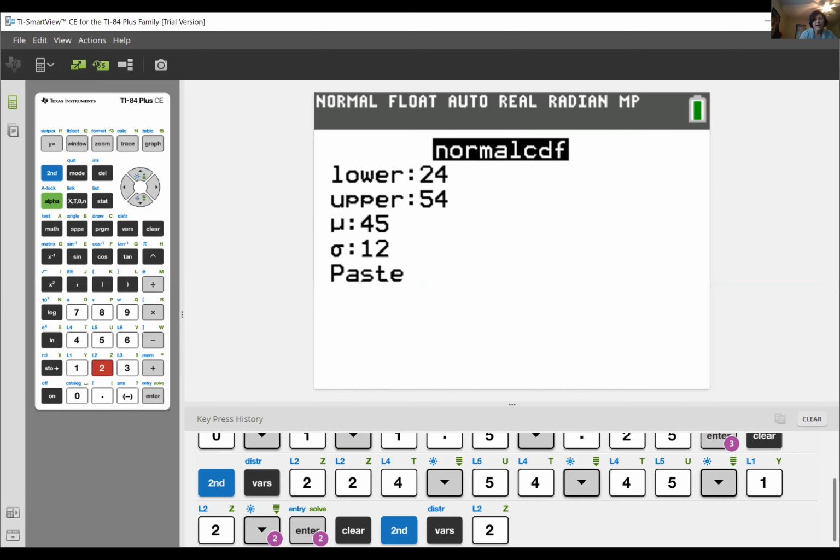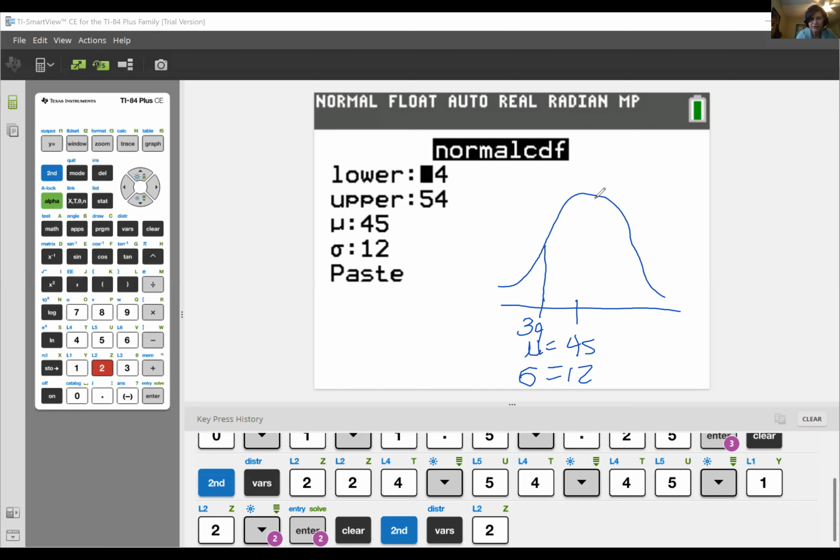Think about that graph for a minute, and I'm going to go ahead and put it on the screen just to remind us. We had 45 as the mean. We had a standard deviation of 12. Here's where 39 was, but the area that's shaded is this direction. So what would you put in for your lower bound? 39. Now, what are we going to put in for the upper bound? A ridiculously high number. Because we're in the tail, correct?